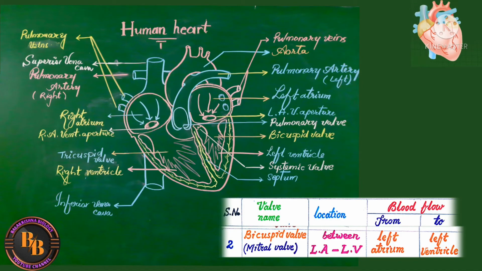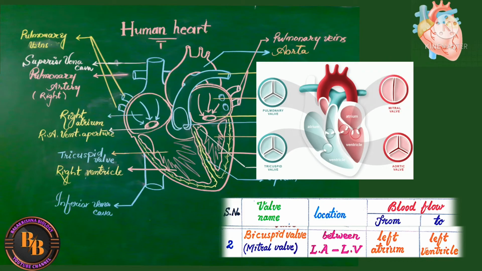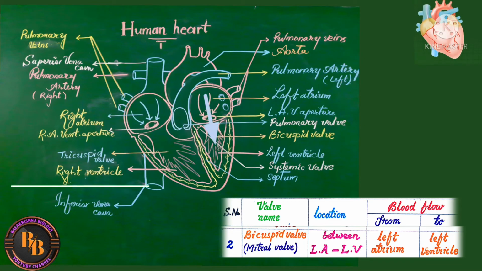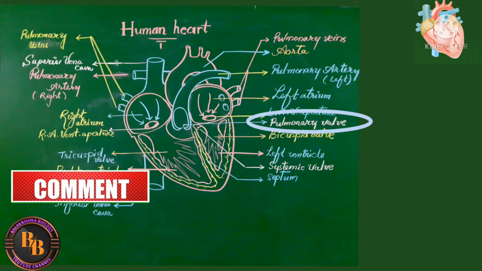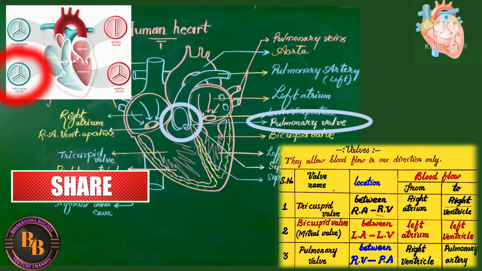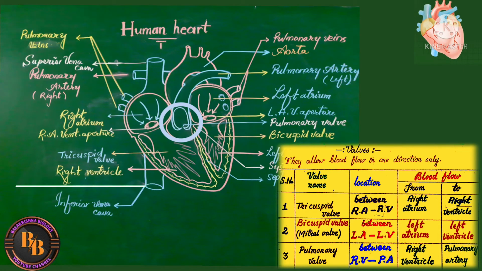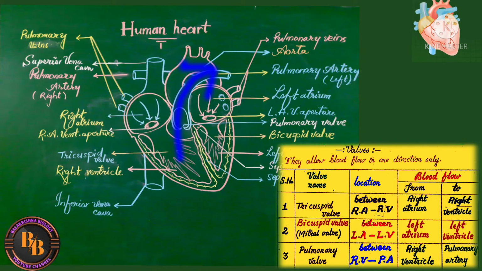The second valve is the bicuspid valve or mitral valve. It is present between the left atrium and left ventricle. This valve allows blood flow from the left atrium to the left ventricle only. The third valve is the pulmonary valve. It is present between the right ventricle and pulmonary artery. This valve allows blood flow from the right ventricle to the pulmonary artery only. You can see that in the diagram also.